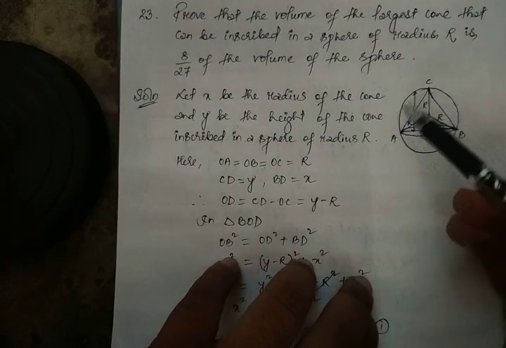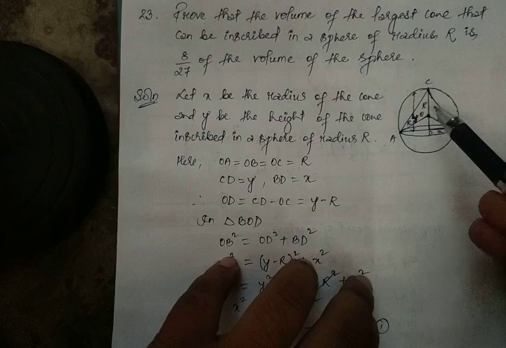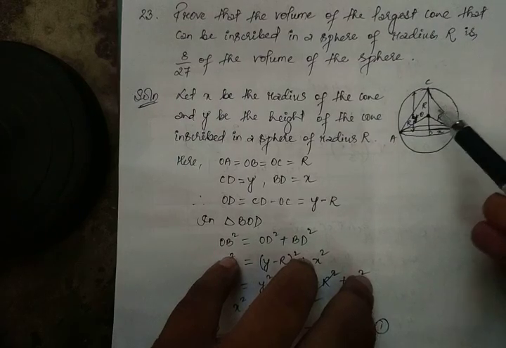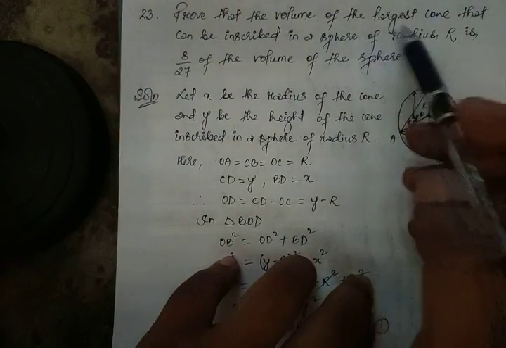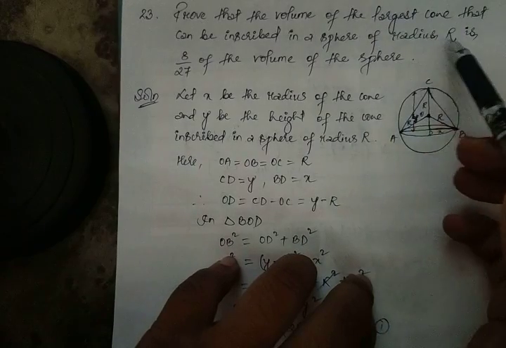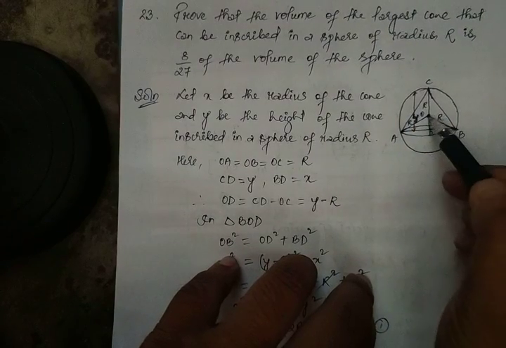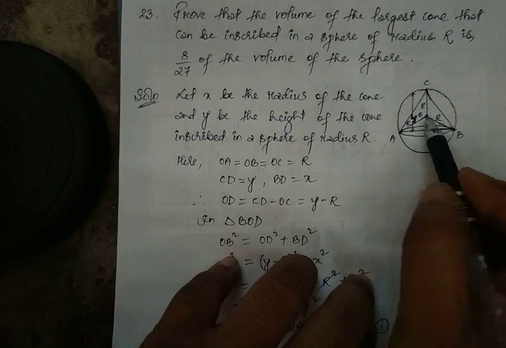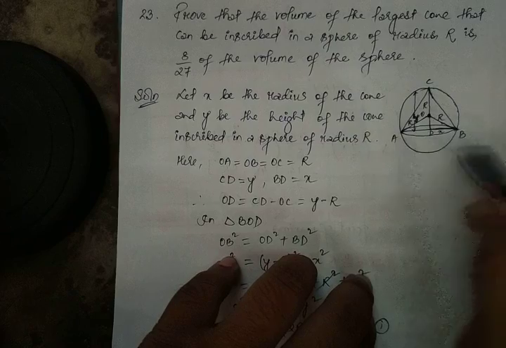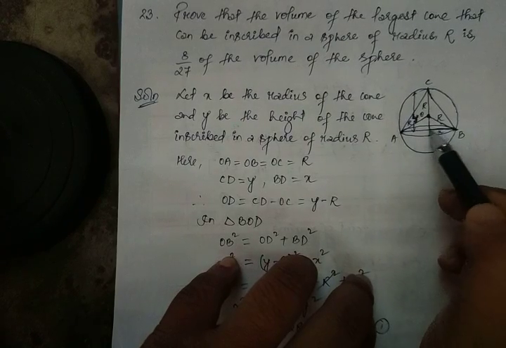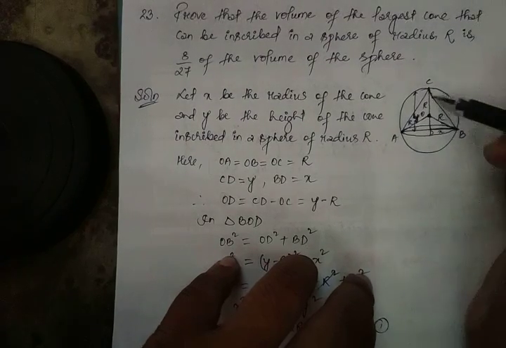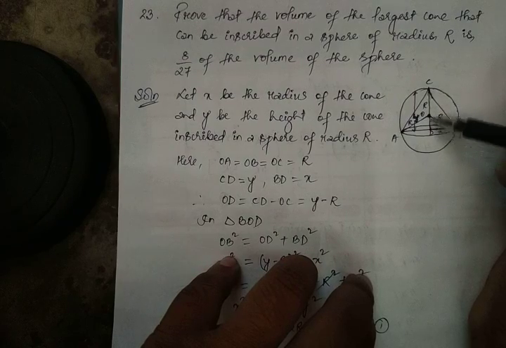So as you can see, I have drawn the figure. You have a sphere, and then inside the sphere there is a cone. Here the radius of the sphere is given, capital R. This is the center of the sphere, and this is the cone A, B, C, D, and this is the radius of the cone, and this is the height of the cone.